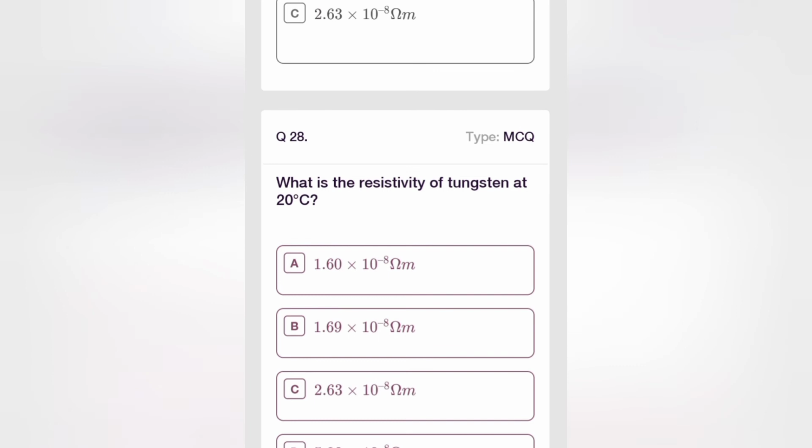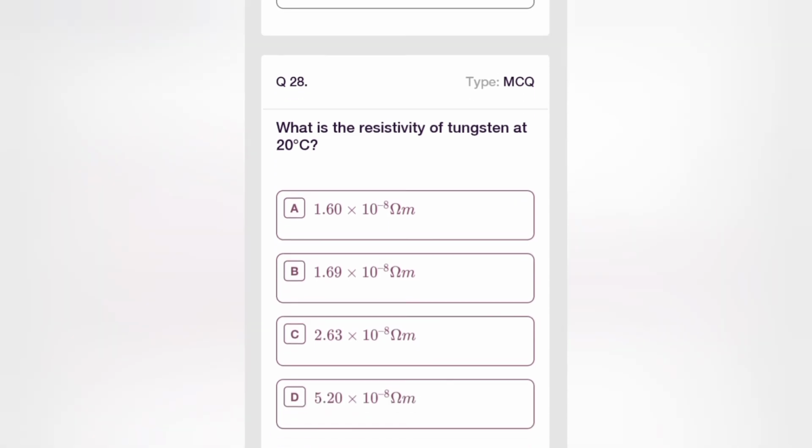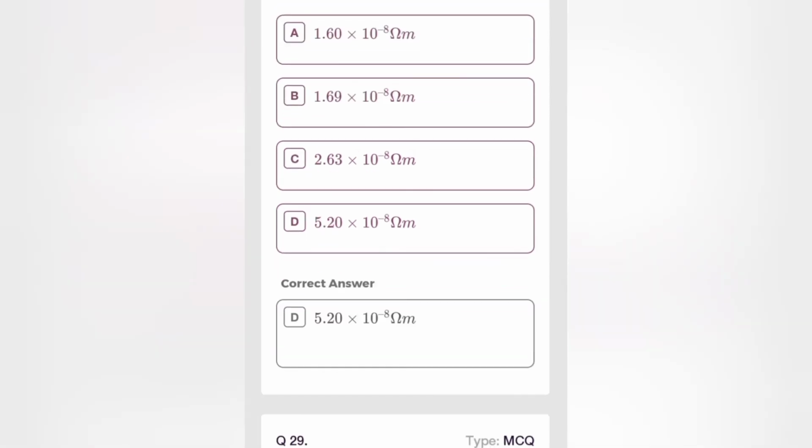What is the resistivity of the tungsten at 20 degrees Celsius? Tungsten has got high resistivity. Because of that, it is used as a filament in electric bulbs. Fine. So option D is the correct answer.